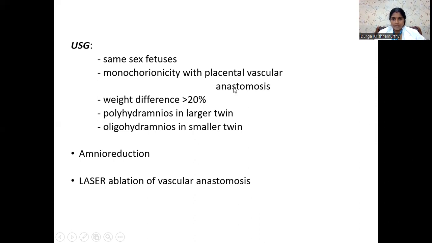Monochorionicity is present with placental vascular anastomosis. There is an increasing weight difference of greater than 20%, with polyhydramnios in the larger twin and oligohydramnios in the smaller twin. Amnioreduction is a life-saving procedure for the polyhydramniotic baby, and laser ablation of the vascular anastomosis also helps.